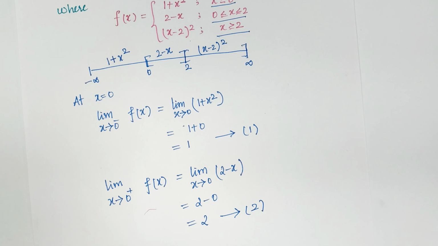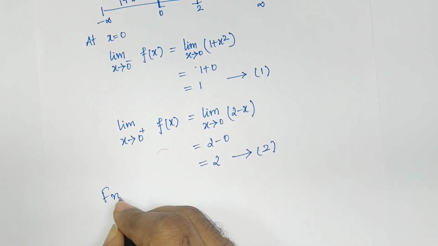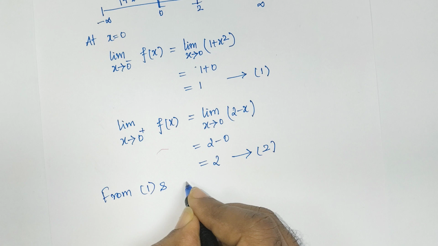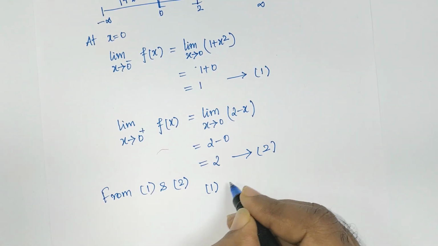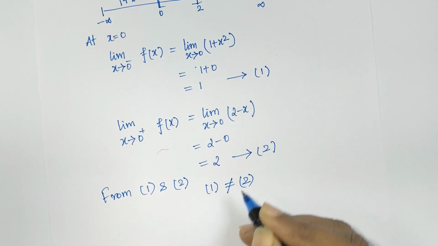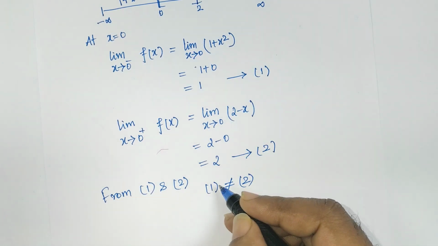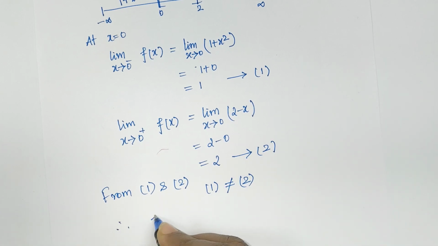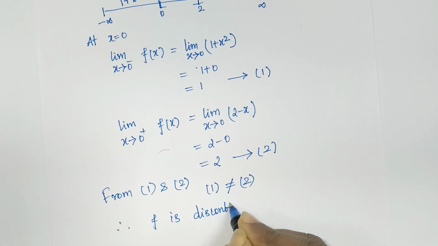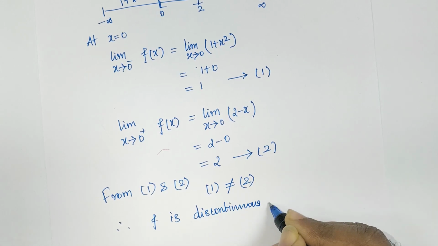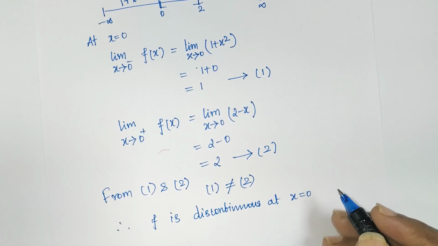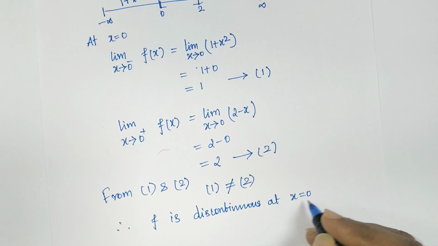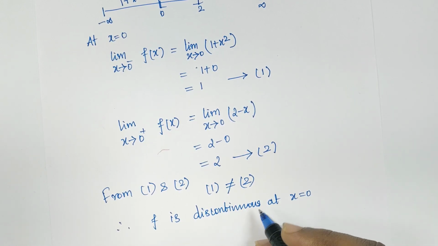See equation 1 and equation 2, both are not equal. So the left hand side and right hand side limits are not equal. The function f is discontinuous at the point x equal to 0. Already I told you, whenever you have subintervals, at that particular subinterval boundary it is a discontinuous point. Now we proved it is discontinuous.